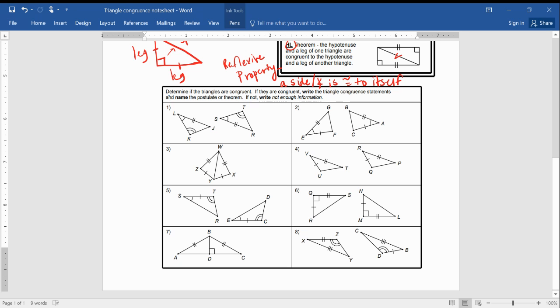All right, we're back. The directions say to determine if the triangles are congruent. If they are congruent, write the triangle congruence statement. That means triangle whatever is congruent to triangle whatever, and name the postulate or theorem. If not, write not enough information. Okay, so here we go. First one. Before we do that, let's write all of our options down.